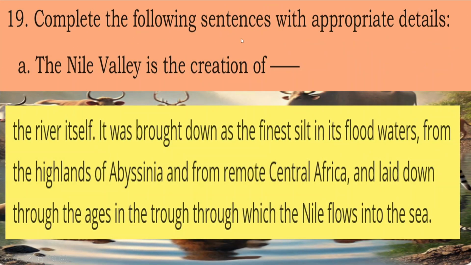19. Complete the following sentences with appropriate details. A. The Nile Valley is the creation of the river itself. It was brought down as the finest silt in its floodwaters from the highlands of Abyssinia and from remote Central Africa, and laid down through the ages in the trough through which the Nile flows into the sea.